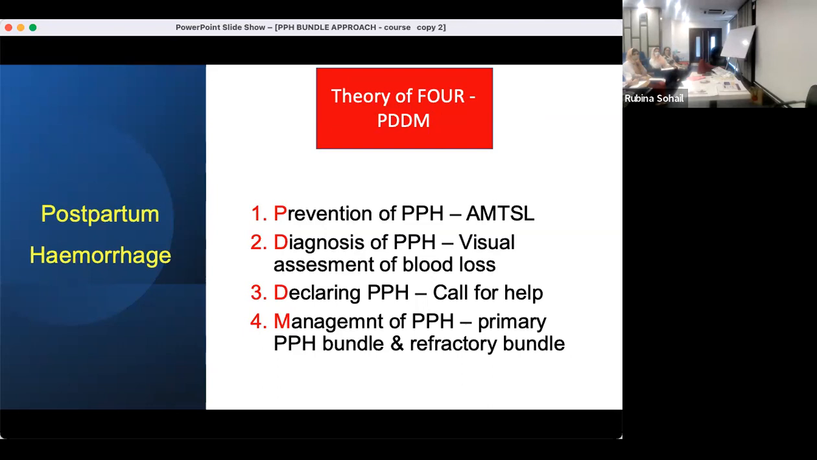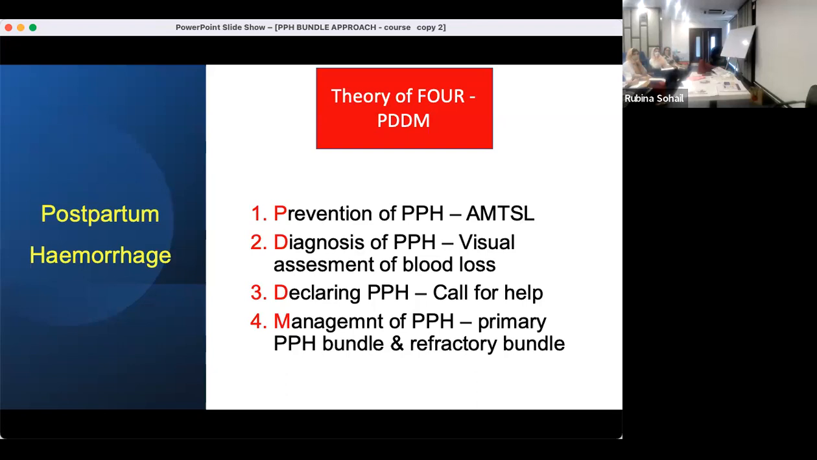So if we want to avoid postpartum hemorrhage, we can do two things. One in the antenatal period and the other in the labor. In the antenatal period, detection and treatment of anemia is a must. Every patient who is coming to you for delivery or who is booked in your hospital should have a minimum hemoglobin of 11.